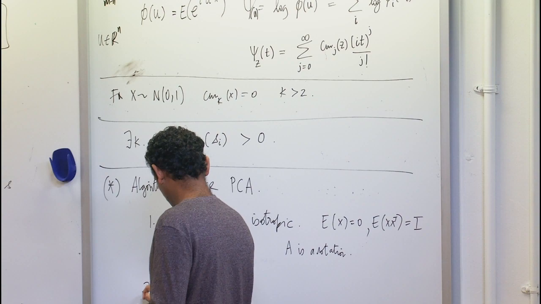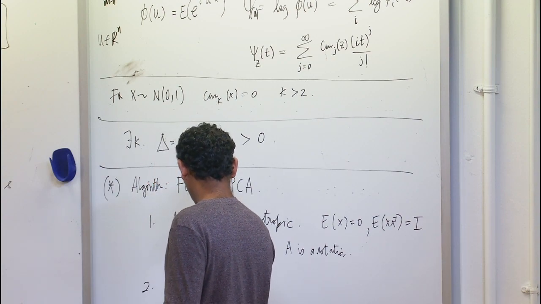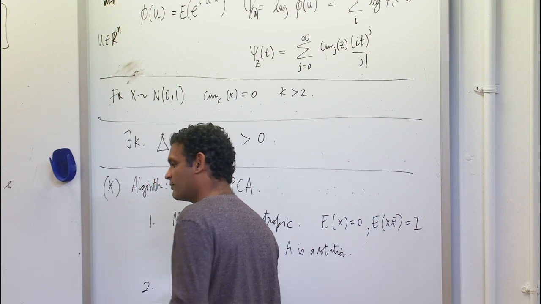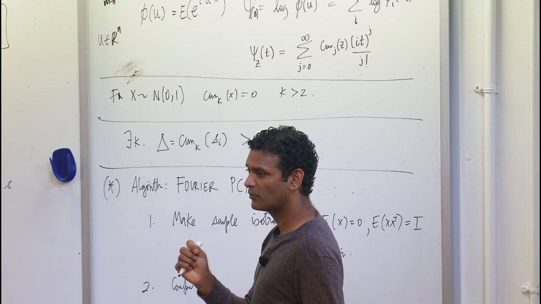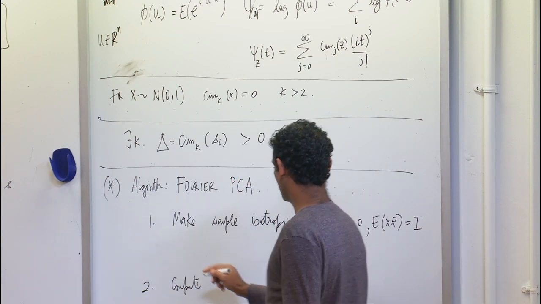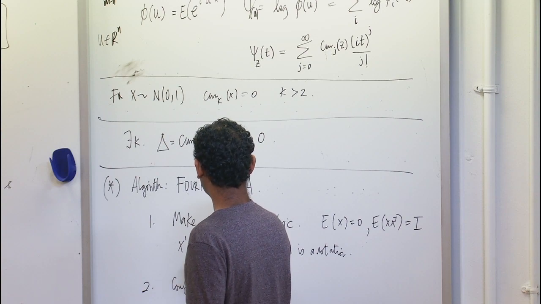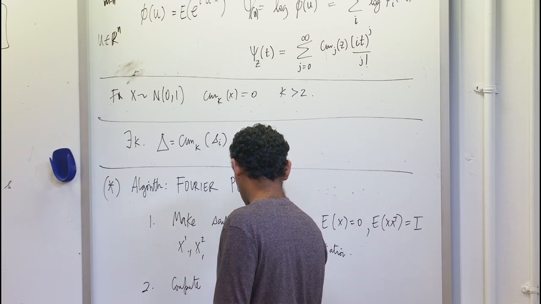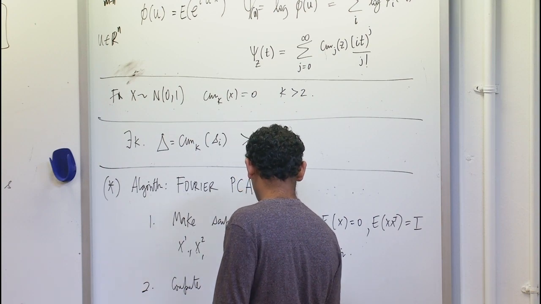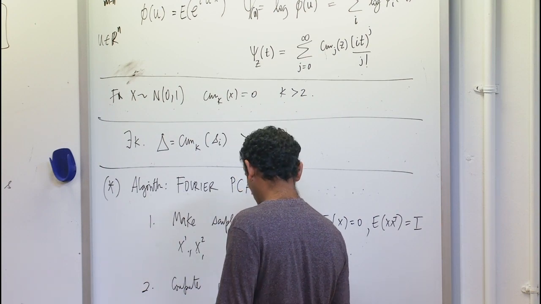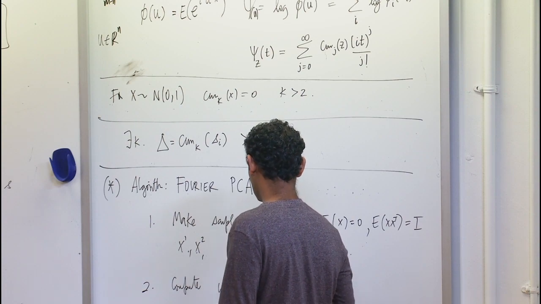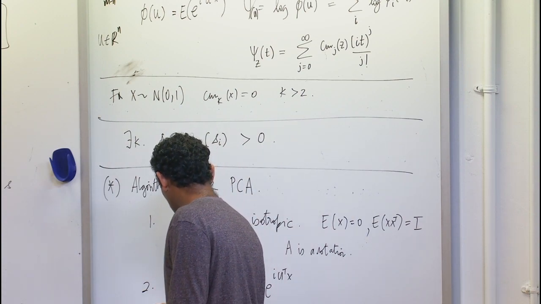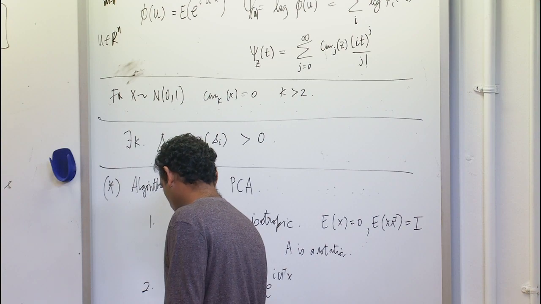The second step is here's what you do. You're going to compute a weight for each sample point. And so you have these sample points x1, x2, and so on. Here are the weights. The weight for a point x is just e to the i, it's a complex weight, u transpose x. Now we have to pick a u. I'll tell you in a second how we'll pick u, but we'll pick it from a Gaussian.